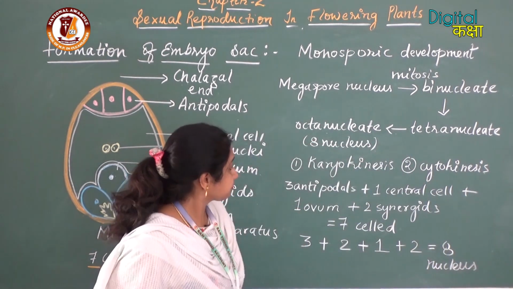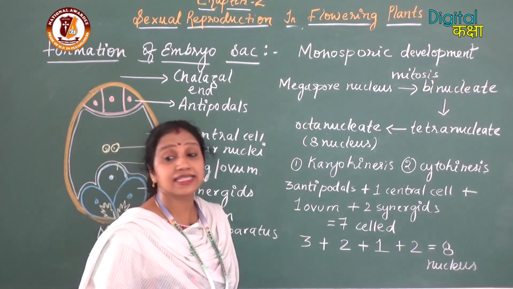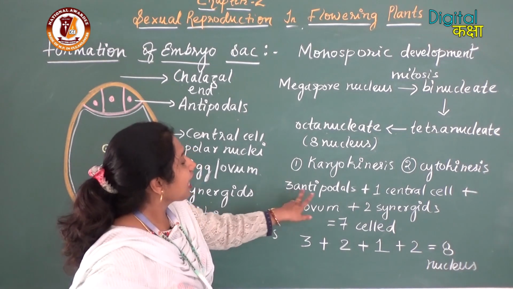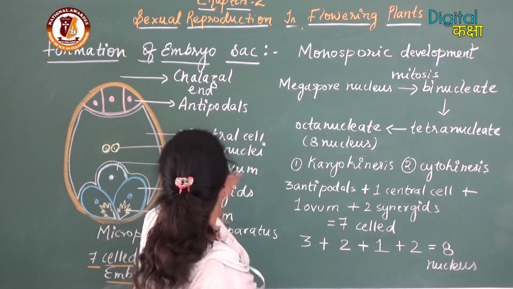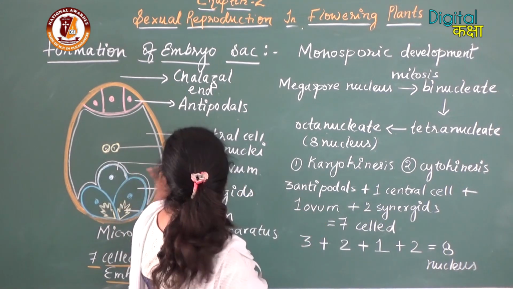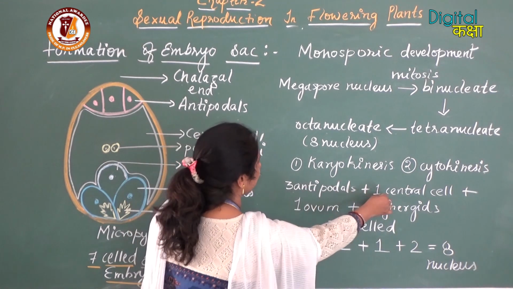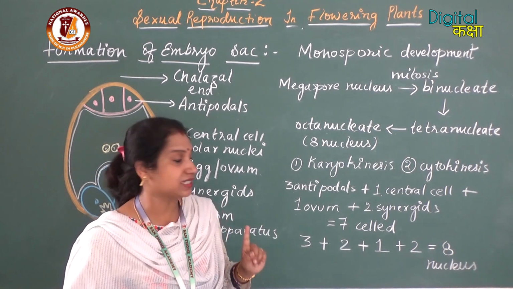Here we can see how this embryo sac is 7-celled and 8 nucleate. You can see 3 antipodal cells at the chalazal end, then 1 central cell, then 1 ovum, and then 2 synergids. So, 3 plus 1 plus 1 plus 2, that is equal to 7-celled.